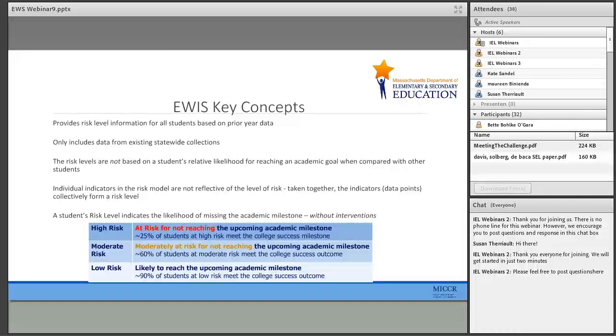And really part of it is we get so much information, and as a state, this is an opportunity for us to take that wealth of information and turn it around and provide a useful tool, hopefully, back to the field to better serve students.